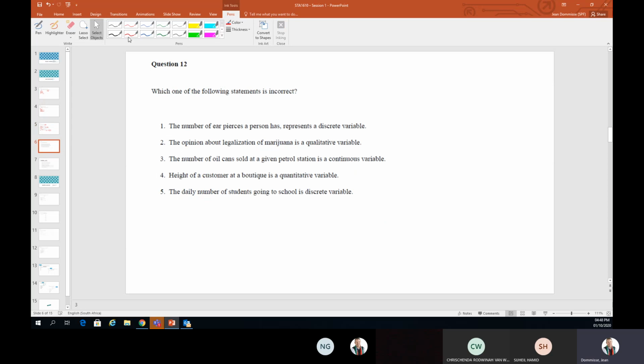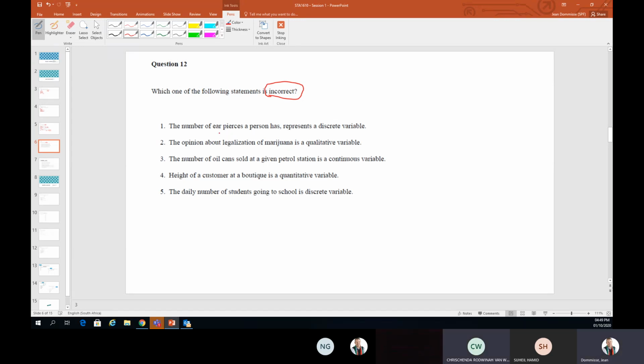Okay, so let's look at the next statement or question. Again, it's a few things that they want to test. You can see this talks about qualitative, quantitative, and discrete variables. So again, we need to look for the incorrect one. The first one: the number of earpieces a person has represents a discrete variable. Yes or no?